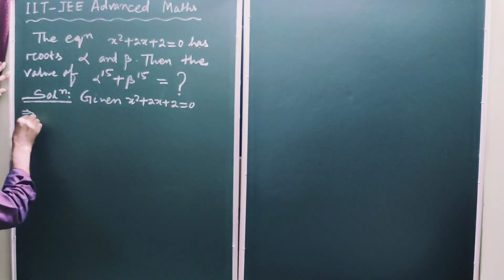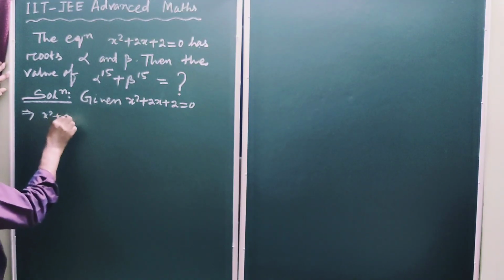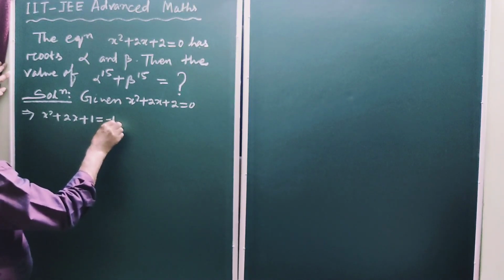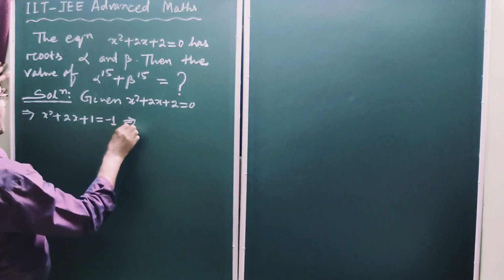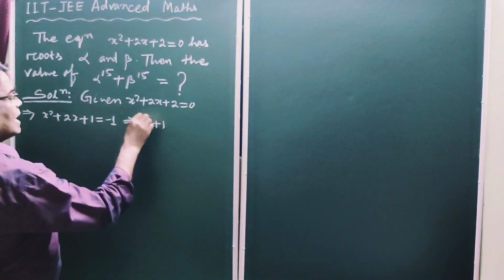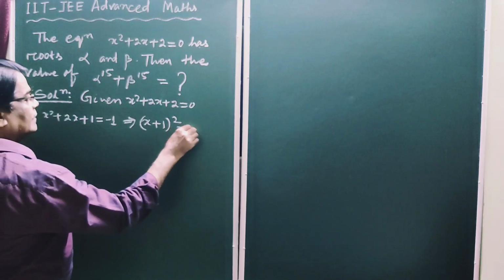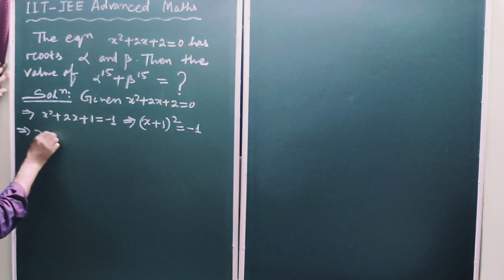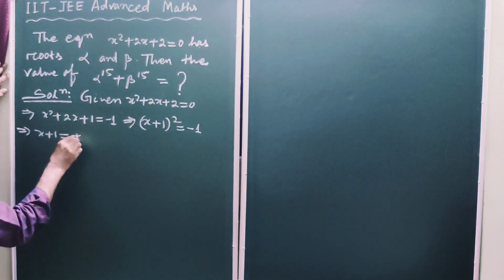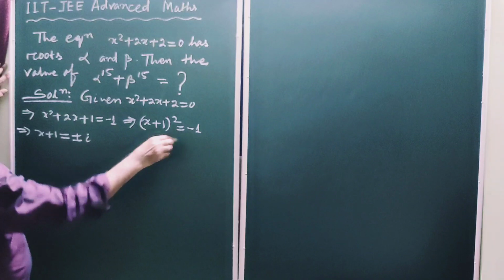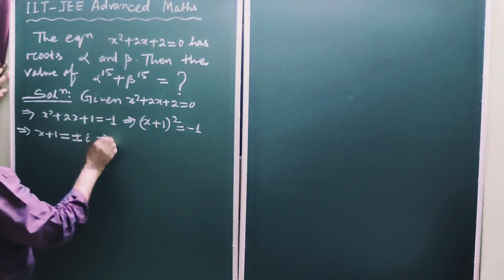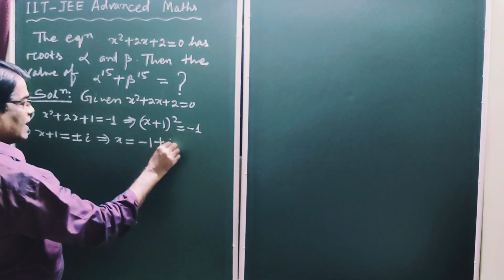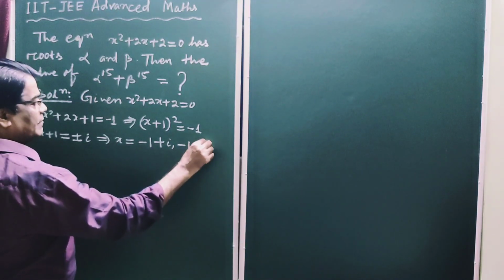This implies x squared plus 2x plus 1 is equal to minus 1. This again implies (x plus 1) whole squared is equal to minus 1. This implies x plus 1 is equal to plus or minus i, the square root of minus 1 being plus or minus i. This implies x is equal to minus 1 plus i, or minus 1 minus i.